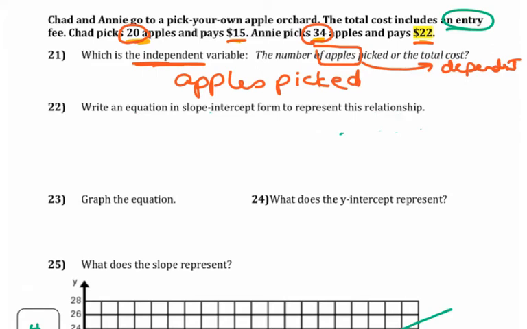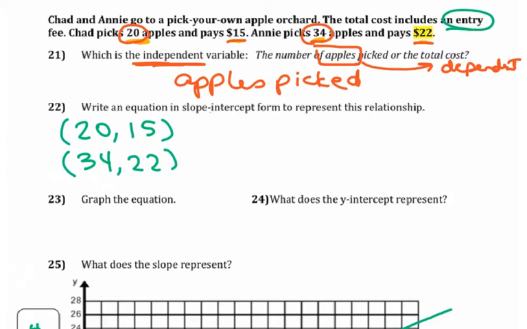Because we've been learning point-slope formula, what do I have here? I have Chad. Can you write an ordered pair representing Chad? What did Chad do? He picked 20 apples and it cost him $15. What did Annie do? Write an ordered pair for Annie. 34 apples, $22.